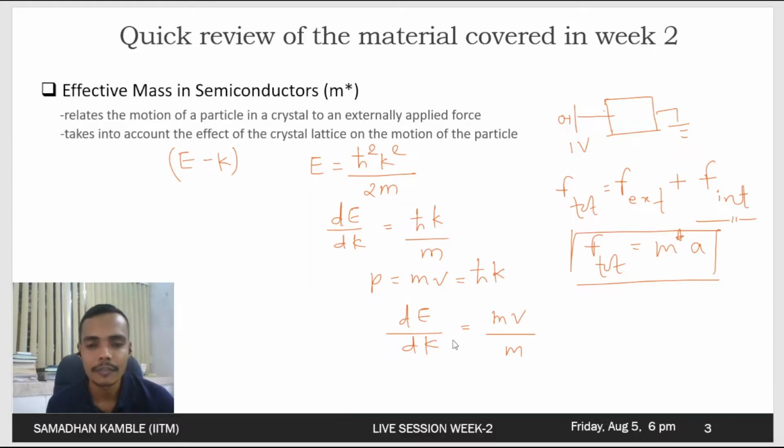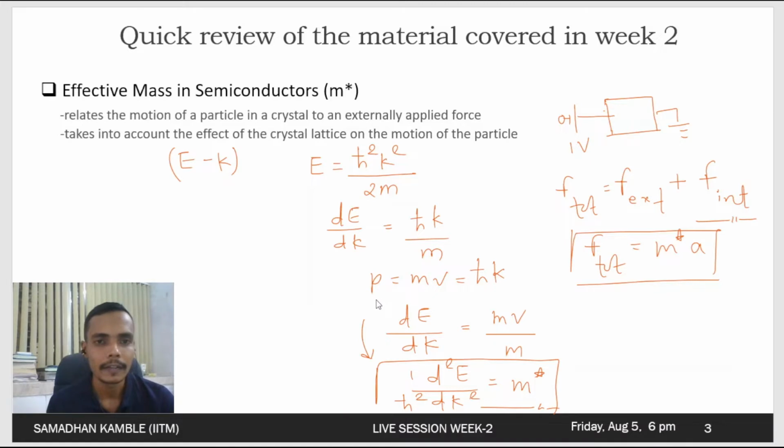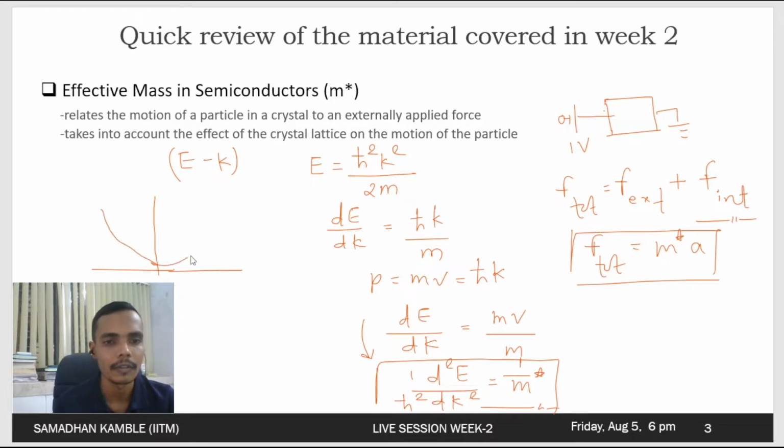If you take the double differentiation of this, we get the value of m star, that is, d2E over dk square divided by h cross square is equal to 1 over m star. So this is the concept of effective mass inside the crystal. I would like to give you one small question from this expression: m star is inversely proportional to the second derivative of the energy with respect to the wave vector k. So if I draw a couple of E-k diagrams, this is E versus k, and let me take another.